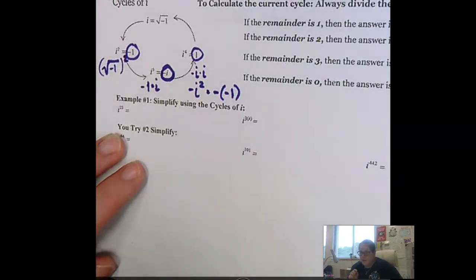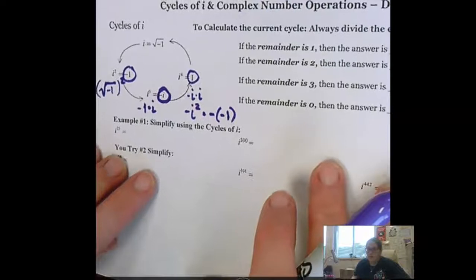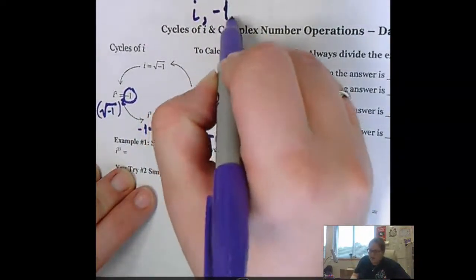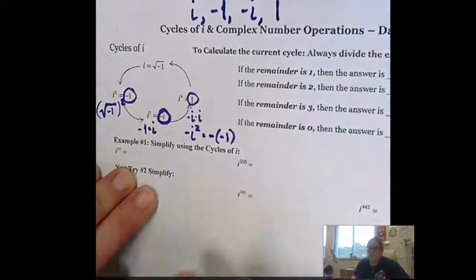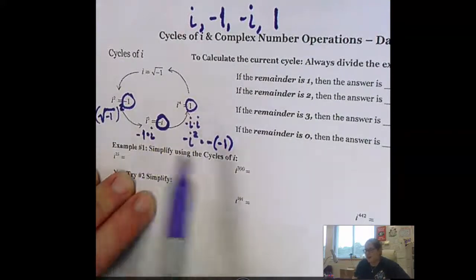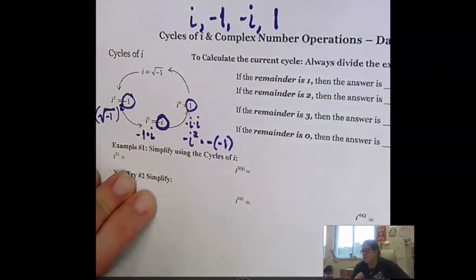So basically what's happening is there is a pattern of how i works. And it goes, let me write it up here so we can see it: i, -1, -i, and then 1. Those are the 4 terms in the pattern. So i raised to any power can only be one of these 4 possible things.